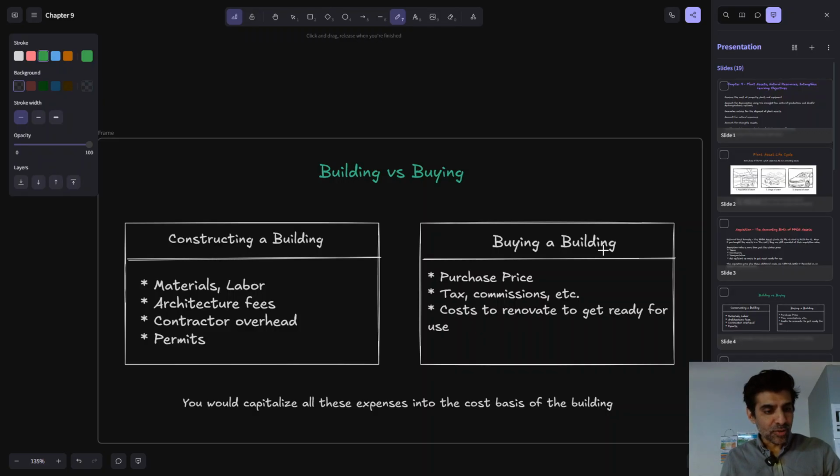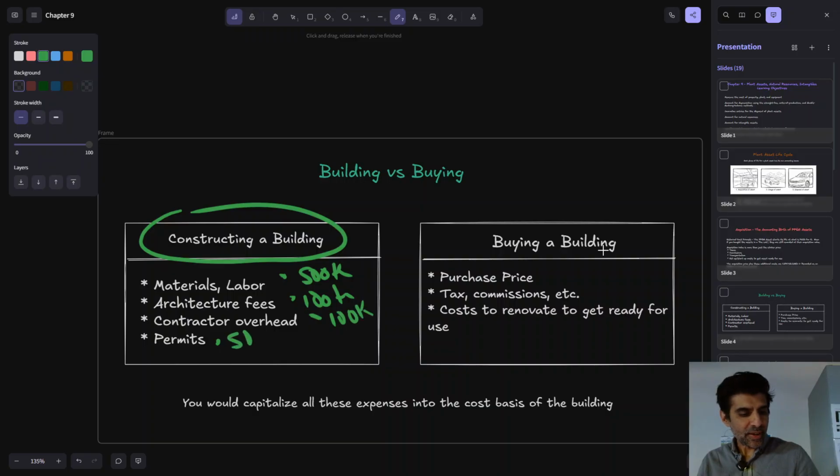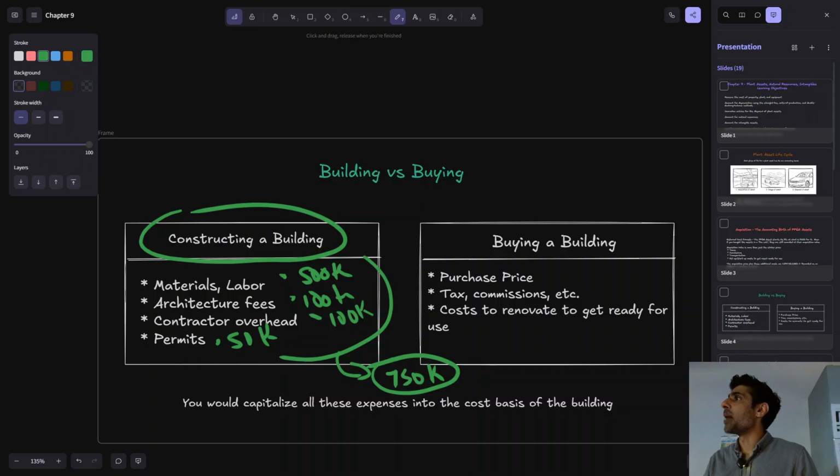So if you're constructing, and I gave the example of constructing a building, you're going to capitalize all this stuff that goes into creating that building. So the materials and labor, architecture fees, contractor overhead, permits. Let's say you're building a house, the materials and labor is 500K, the architecture fees, I don't know, 100K, contractor overhead, another 100K, and then permits, 50K. When you first have this asset, it's going to be 750,000. This is how much you record the building asset on your balance sheet for.